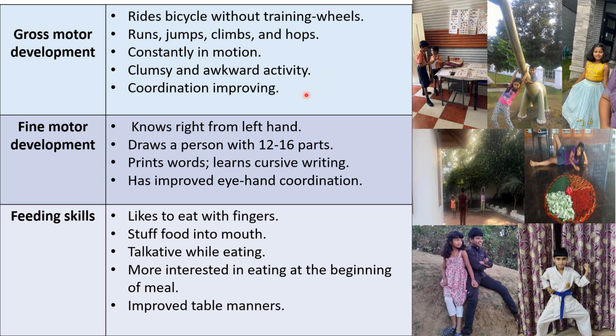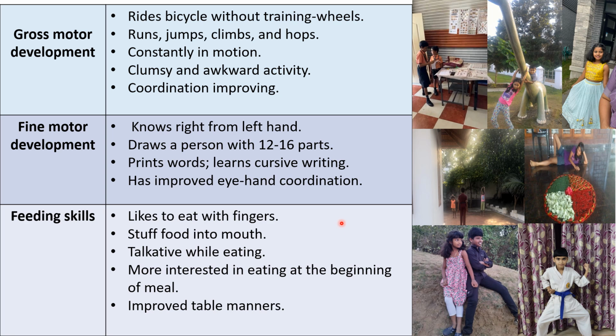Coordination is improving. Fine motor development. They know right hand from the left hand. Draws a person with 12 to 16 parts. Prints words. Learns cursive writing. Has improved eye-hand coordination.